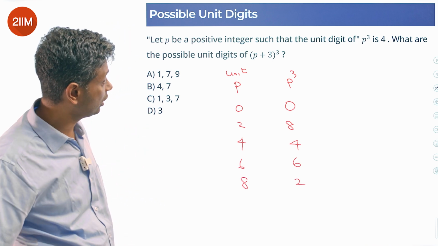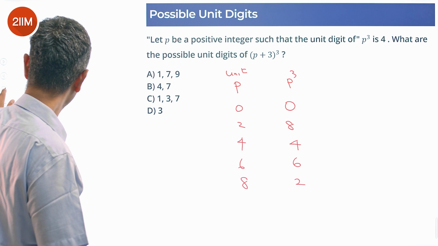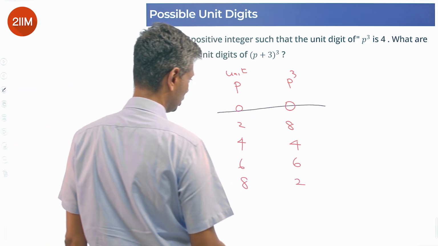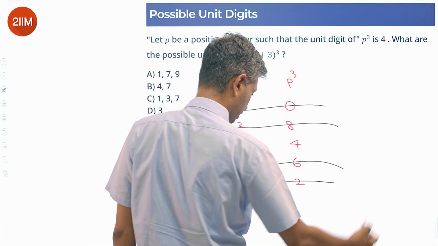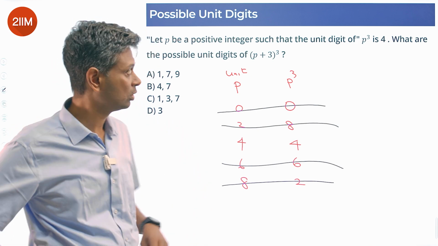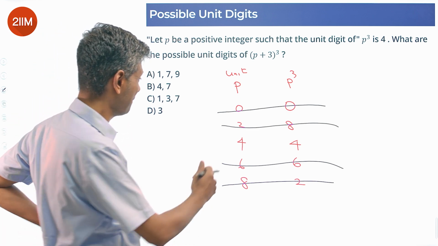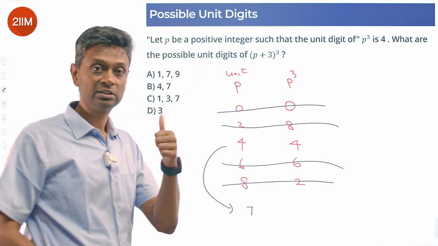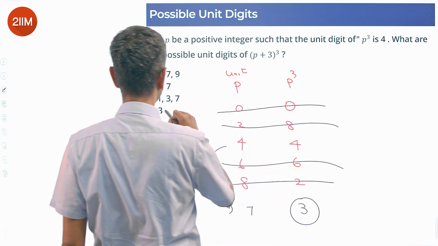So if I know that unit digit of p cube is 4, then, very interesting, p does not end in 0, p does not end in 2, p does not end in 6, p does not end in 8. P ends with 4. Unit digit of p is 4. What are the possible unit digits of p plus 3 whole cube? P plus 3 will end in 7. 7 cube will end in 7, 49, 343. It ends in 3. Only possible value is 3.